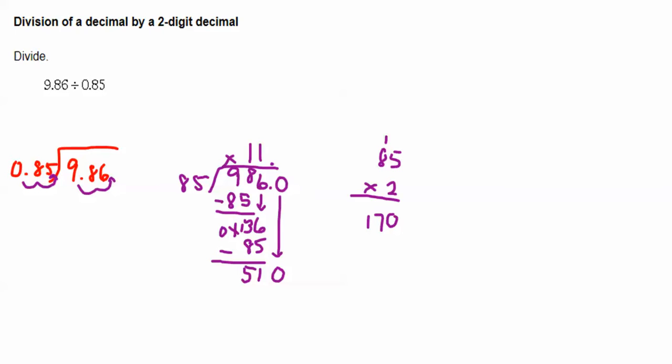Now we're looking for 85 into 510. How many times does 85 go into 510? So we know it goes in more than once. We know it goes in more than twice. If I try 80, if I double the 170, I get 340.